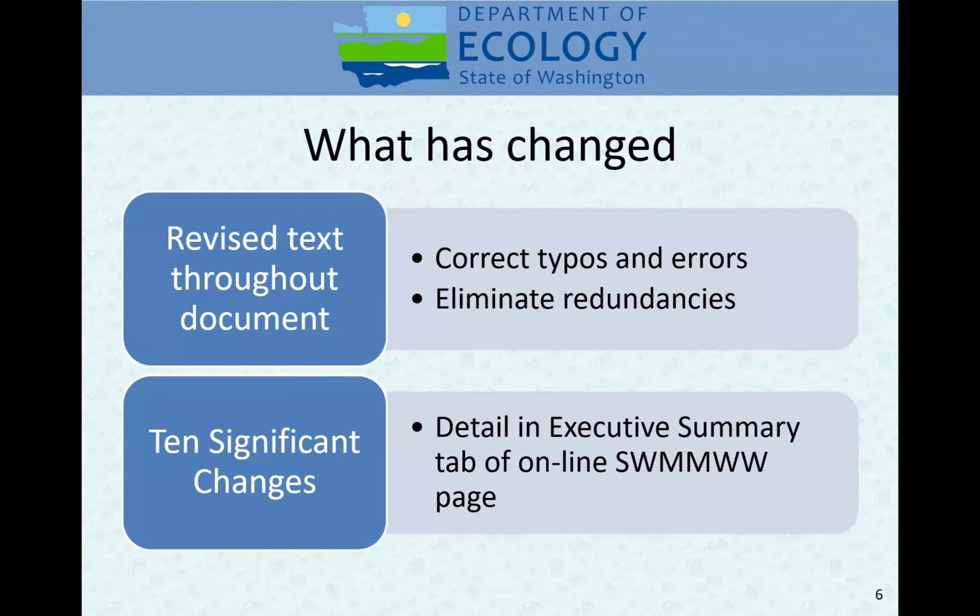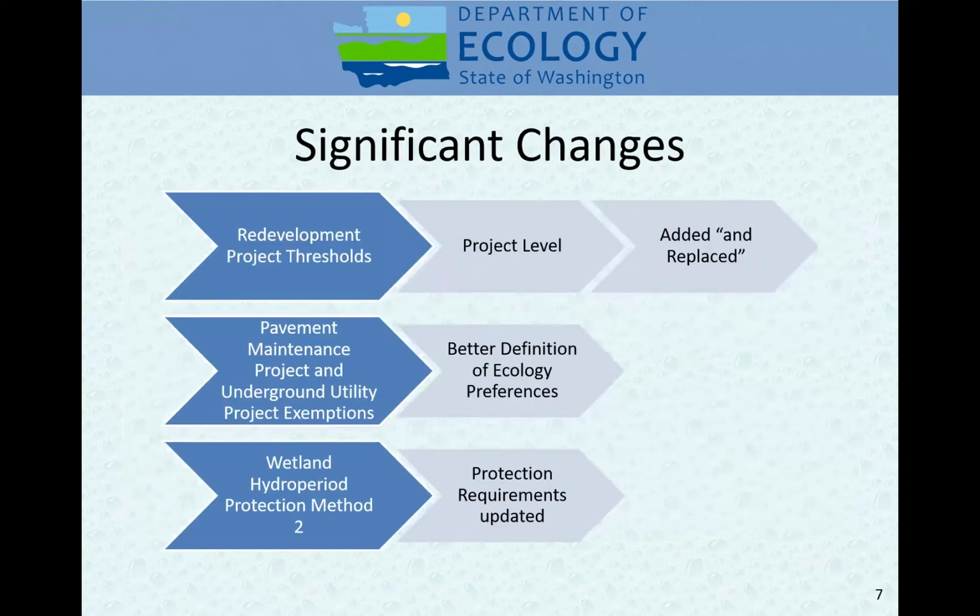And so I'm going to go through those 10 significant changes now so you can see what those are and be aware that these things are different, even if you're not creating your own manual. So the first one is, and I alluded to this earlier, about the redevelopment project thresholds. We've gone to the project level, and that's the flow charts.